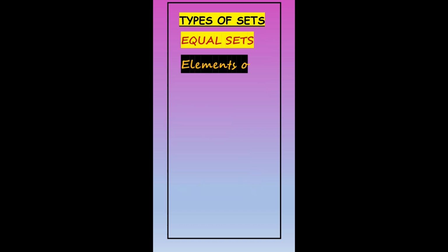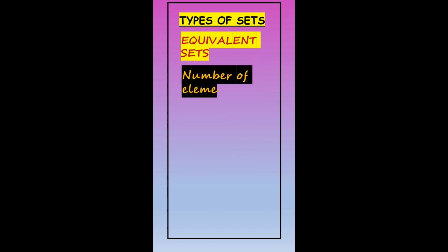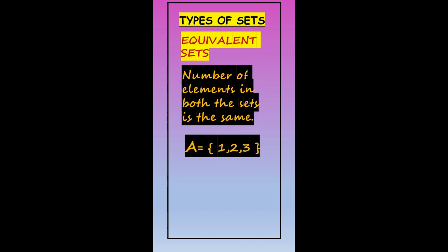Equal sets. Elements of both the sets are the same. Set A, the elements are C, A, R, and in P, the set elements are A, R, C, the elements are the same. Equivalent sets. Number of elements in both the sets are the same. Set A, the elements are 1, 2, 3. Set P, the elements are D, E, F. Set A has 3 elements. Set P also has 3 elements.